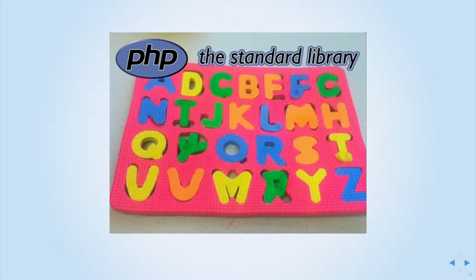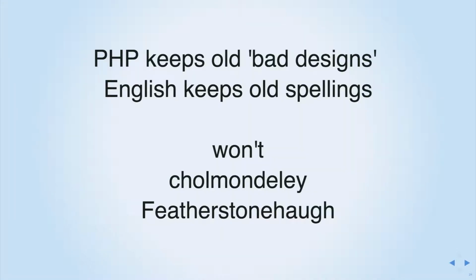And this is quite similar to PHP, which has a standard library that's been acquired, and it's there, but it's not been designed. Some people say that PHP is the Borg of computer languages. PHP keeps old designs around, and English keeps old spellings around. So when I was doing the research for this talk, I picked up some of my favourite old spellings. So won't is an abbreviation of what word exactly in English?